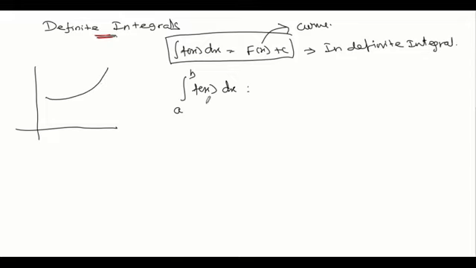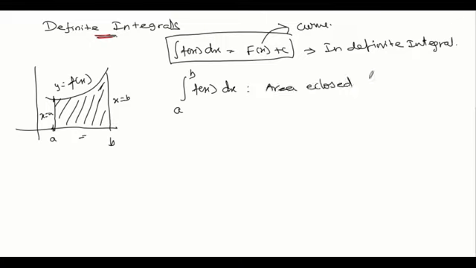But in the definite integral, they will give the limits, the first limit a, then b, from here to here. Now what we get from this is the area under the curve. The definite integral is nothing but the area under the curve. This is x is equal to a, this is x is equal to b, this is the function f of x, and the x-axis. So that means the area enclosed by the curve, the ordinates x is equal to a, x is equal to b, and the x-axis.